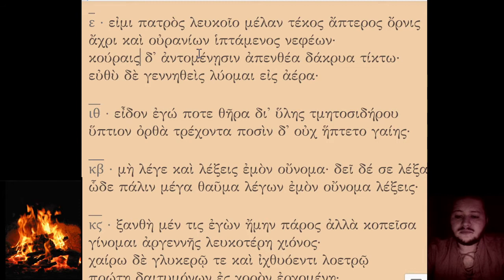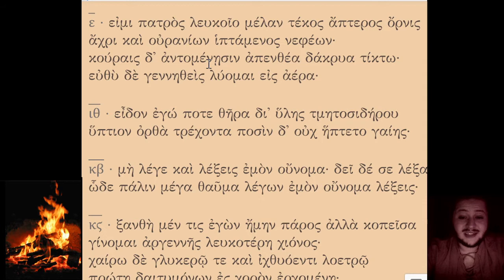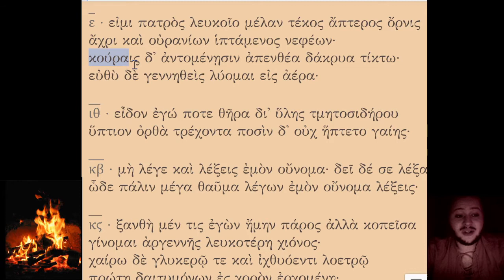Then we've got this d' here. It's pronounced "de" at this stage in Greek. Basically this is the same word as this word right under here, "de". It is another particle that means "and" or "but", but it can never come first in a phrase. It always has to come second in the sentence, even though in English we would put the "and" first. So you start with whatever the first word is, and then you put "de".